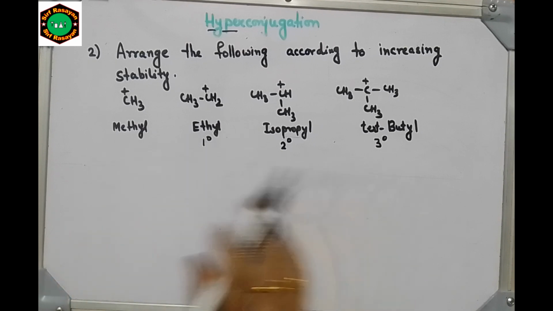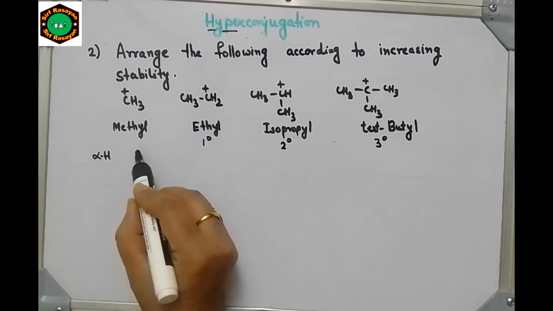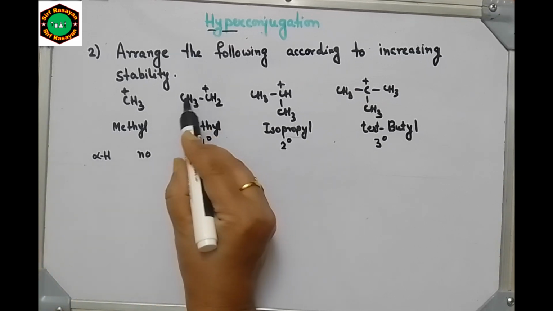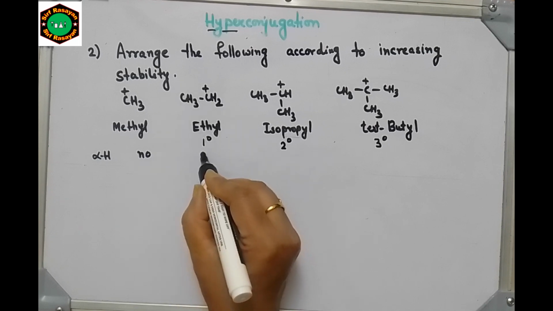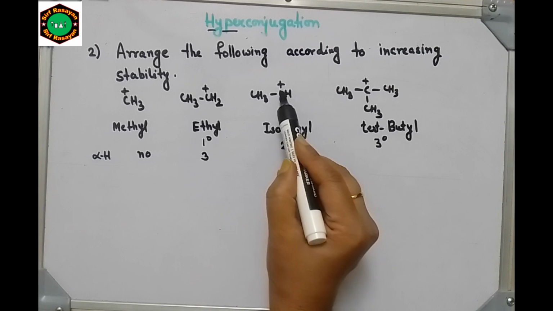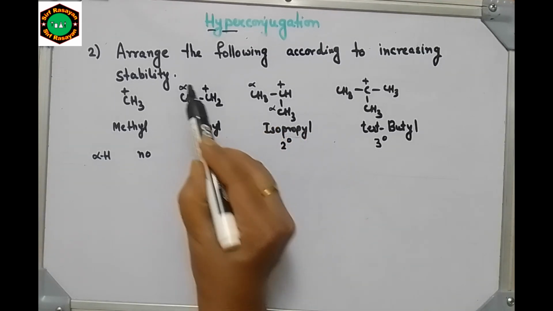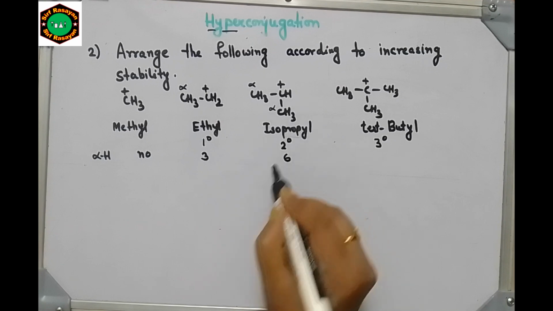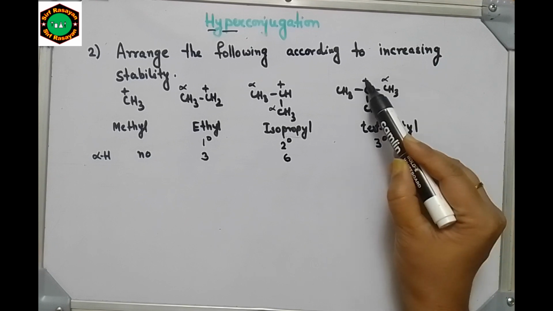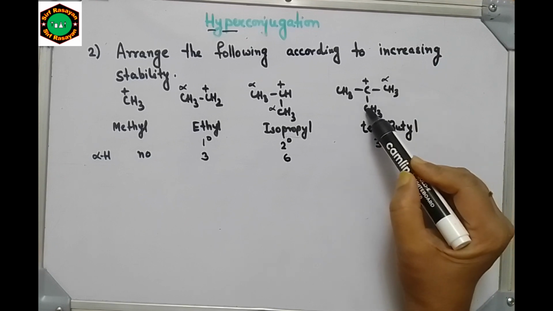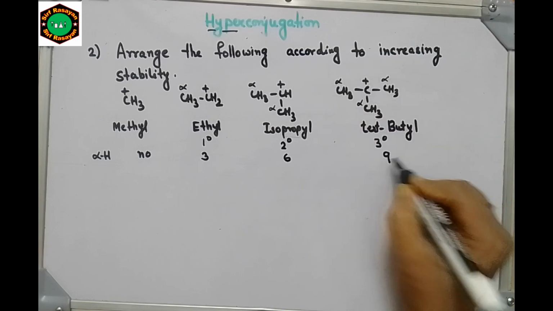So what's the stability? Here you have to see the number of alpha hydrogens. Here there is no alpha hydrogen. Here this is the alpha carbon, with 3 hydrogens, so 3 alpha hydrogens are there. Here these two are alpha carbons, so a total of 6 alpha hydrogens are present. And here, with respect to this carbocation, this is an alpha carbon, this is also an alpha carbon, and this is also an alpha carbon. So 9 alpha hydrogens are possible.